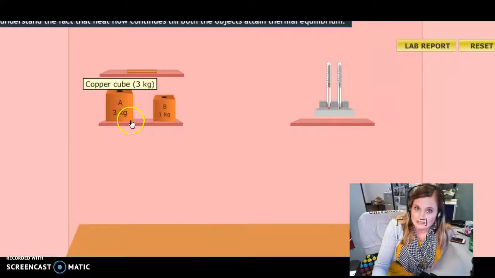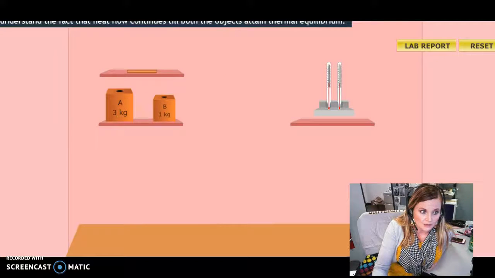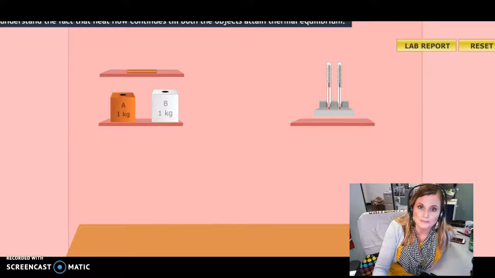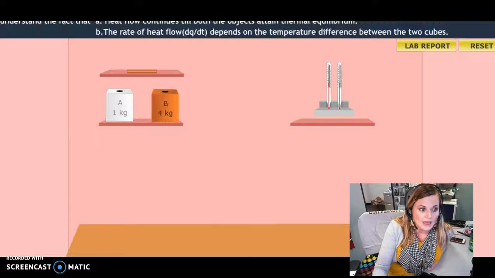Second experiment, you do the same thing, but now you've got two different size cubes, so the masses are going to vary. Third experiment, same thing, but now you've got two different compositions of two cubes, so your specific heat will vary. And with the fourth experiment, both mass and specific heat will be different, so that's why things will be different.